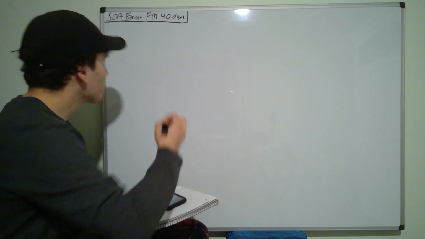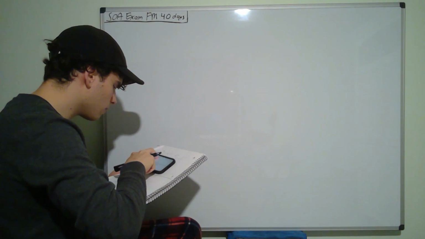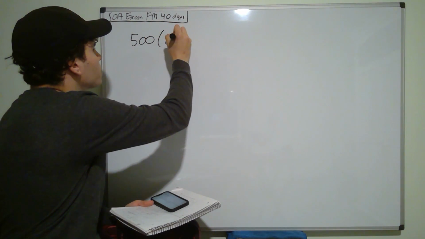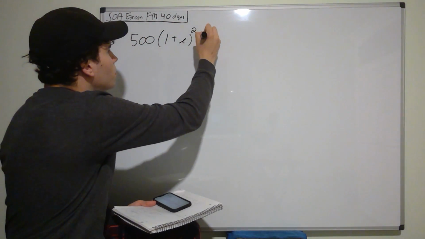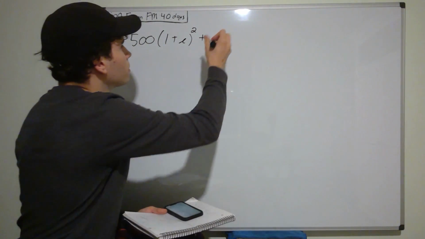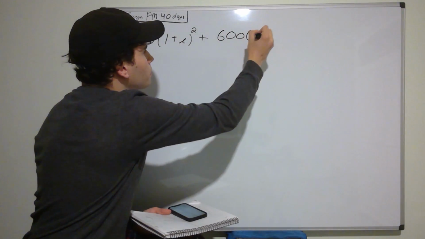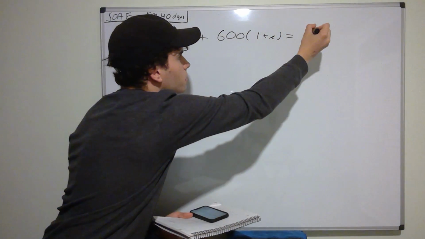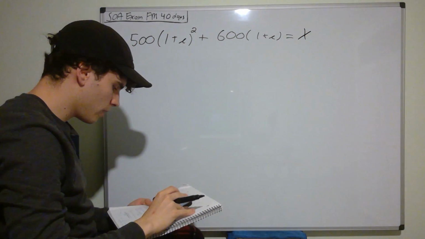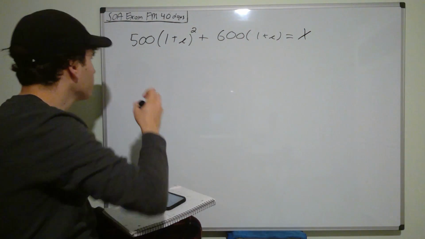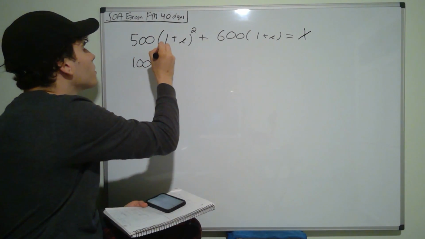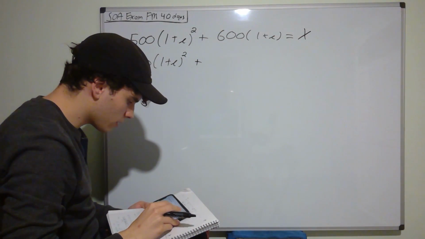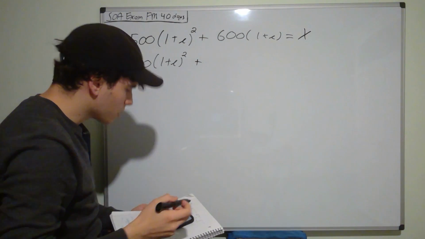So for A, we have a payment of 500 at x1, and that's going to accrue interest of 1 plus i squared, plus the second payment of 600 times 1 plus i, equals x. Perfect. Alright, now go down to B. We have 100, just as 500 above, times 1 plus i squared, plus nothing for the second because it's 0. And then for x3, it's just 2,000.